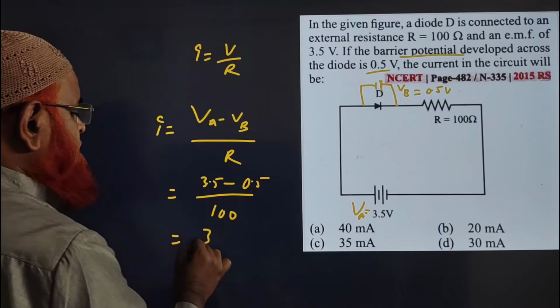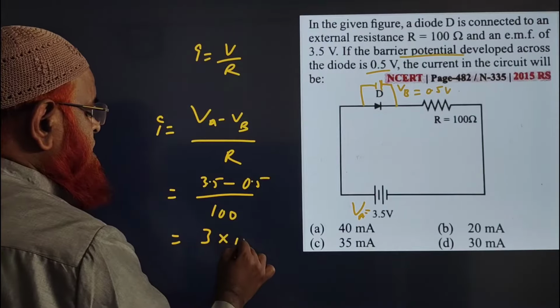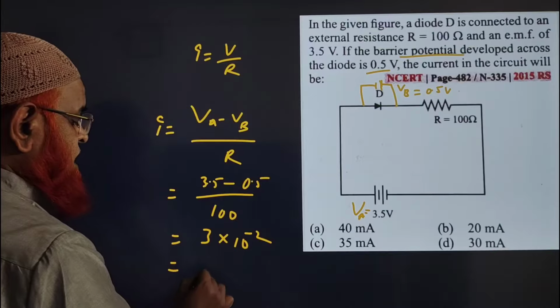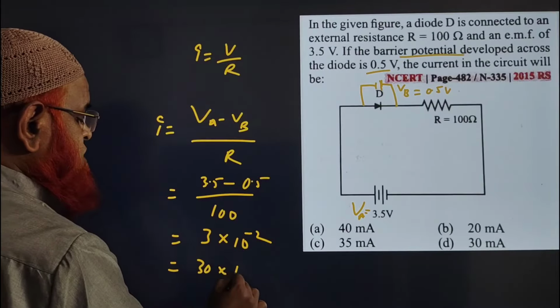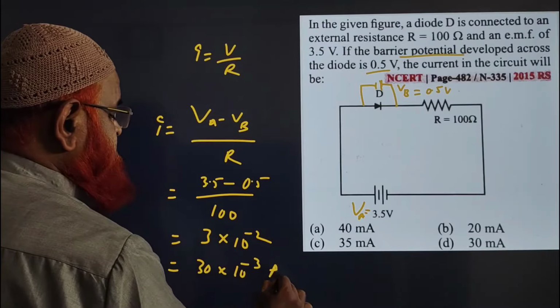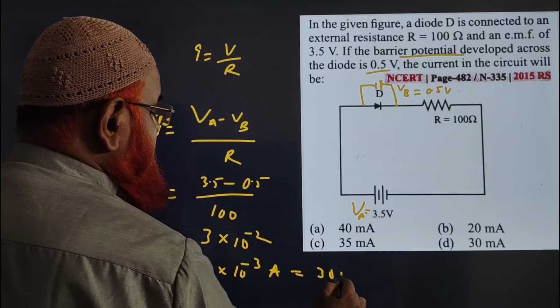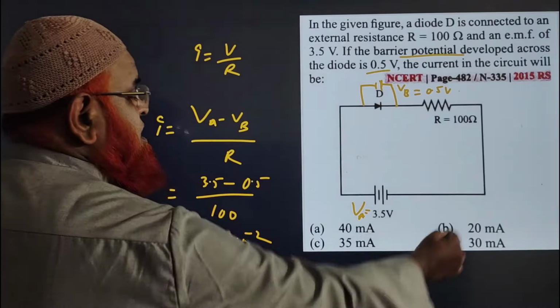So what are we going to get here now? 3 into 10 power minus 2. So this can be taken as 30 into 10 power minus 3 amperes, which can be taken as 30 milliamperes, which is going to be our answer.